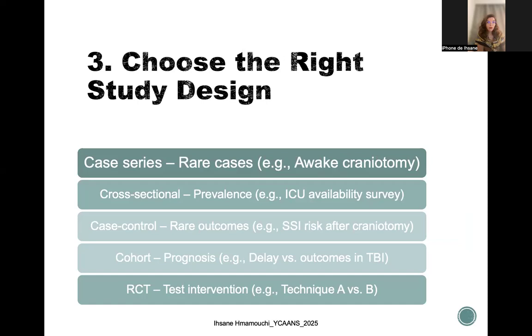So the third point is to choose the right study design. For example, if you want to describe a rare phenomenon, the best study design would be a case series. An example could be awake craniectomy, for example. If you want to measure prevalence or association, the best design will be a cross-sectional study. If you want to have a follow-up over time or prognosis criteria, the best study design here is the cohort.